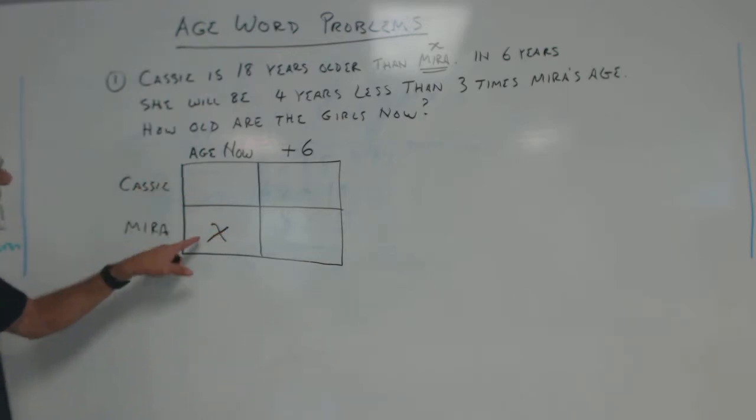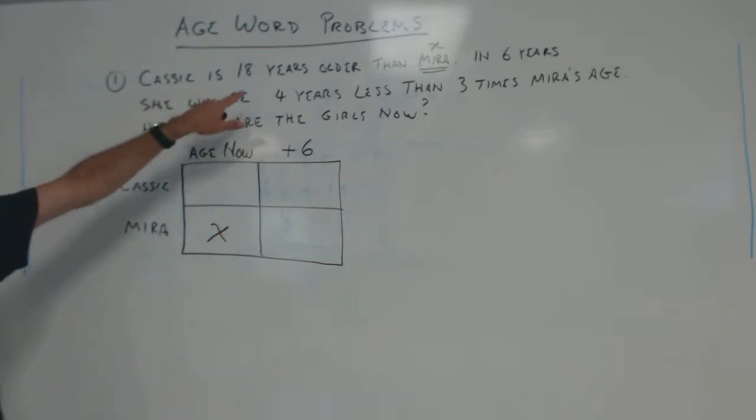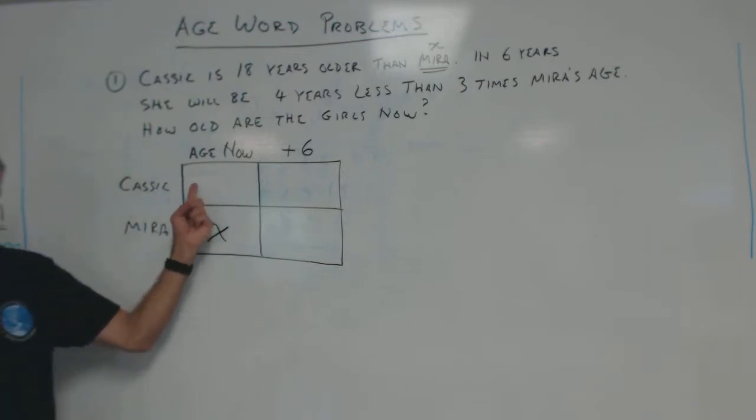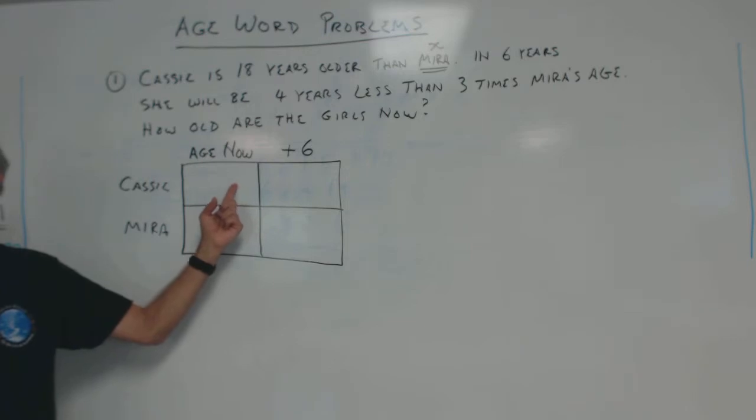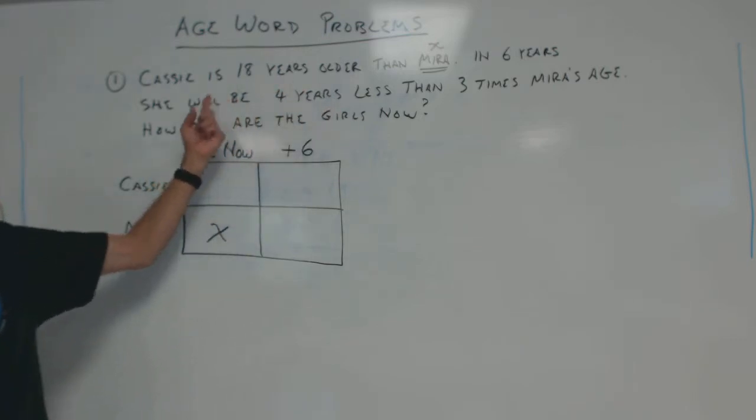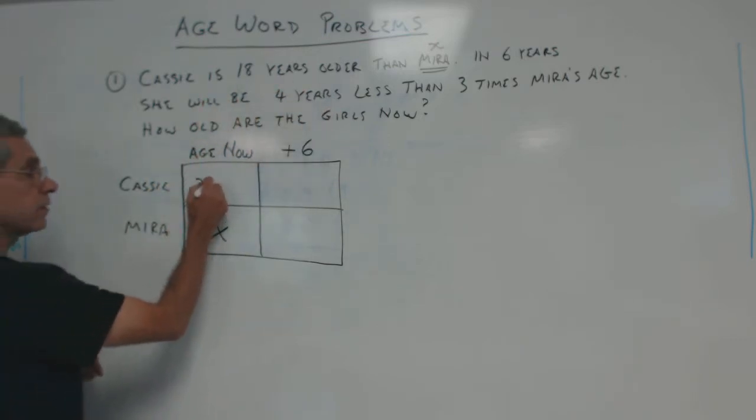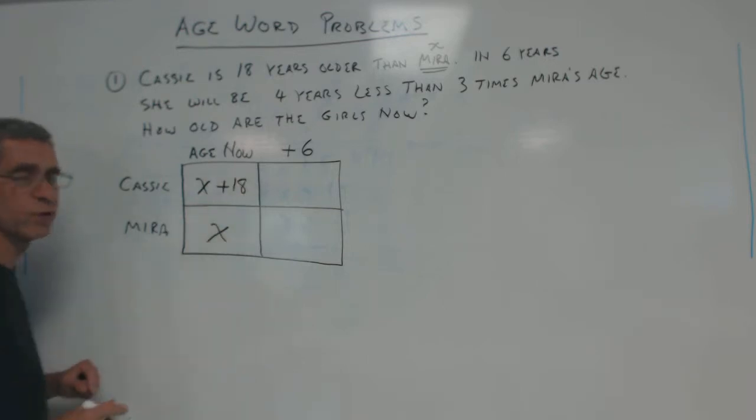Cassie is 18 years older than X. So how could I write that? X plus 18, right? Basically I've got Mira's age, and then I have to add 18 to it. So I have X plus 18. Do you understand that?